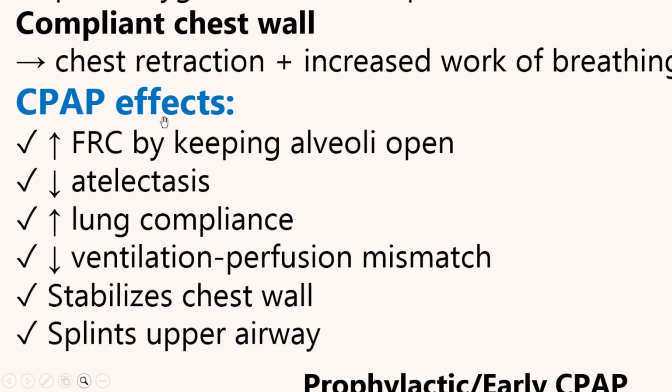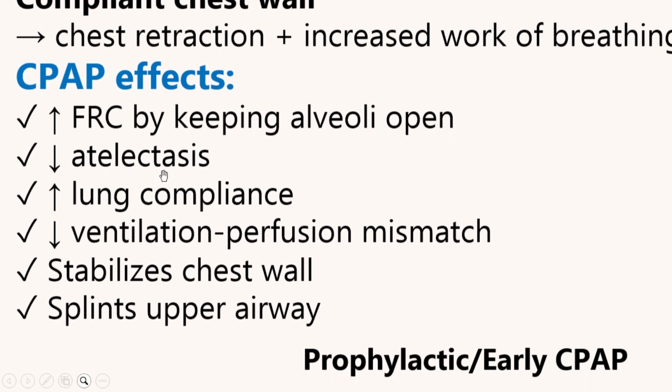So the CPAP effects: CPAP is going to increase the functional residual capacity by keeping the alveoli open at all times. It is going to decrease the rate of atelectasis. It's going to increase the lung compliance. It's going to decrease the ventilation perfusion mismatch. Remember, the blood flow to the alveoli never changes. If you have some alveoli collapsing, they are still going to be perfused.